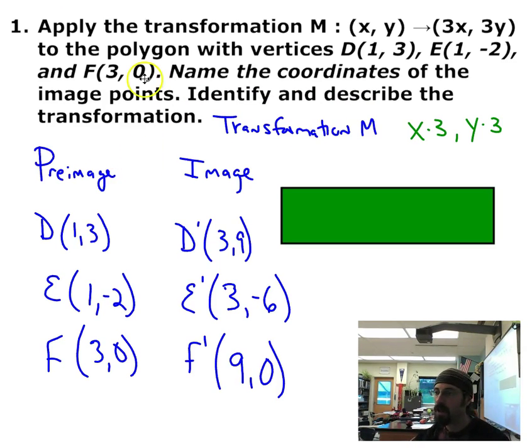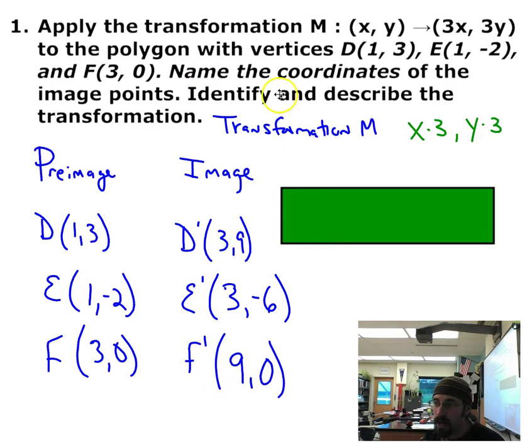And we're back. My transformation m means to multiply the x-coordinate by 3 and the y-coordinate by 3. So I take each of these 3 points and multiply each coordinate by 3. The pre-image point D with the coordinates 1, 3: multiply the x by 3, you get 3, multiply the 3 by 3 and you get 9. So that image point D prime is 3, 9. Do the same thing with the other 2 points. 1 goes to 3, negative 2 goes to negative 6. E prime is 3, negative 6. And F, 3, 0 goes to F prime, 9, comma 0.